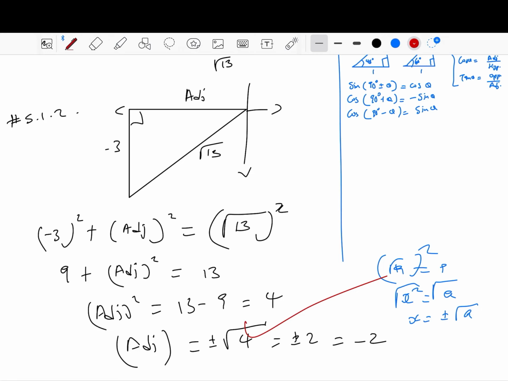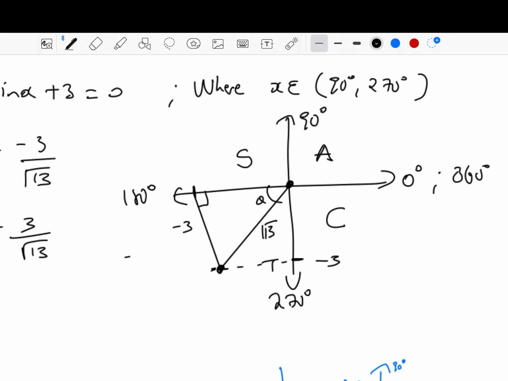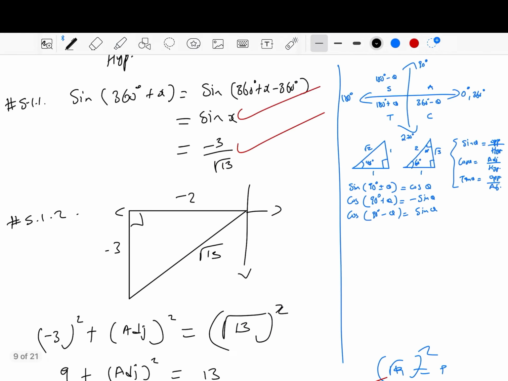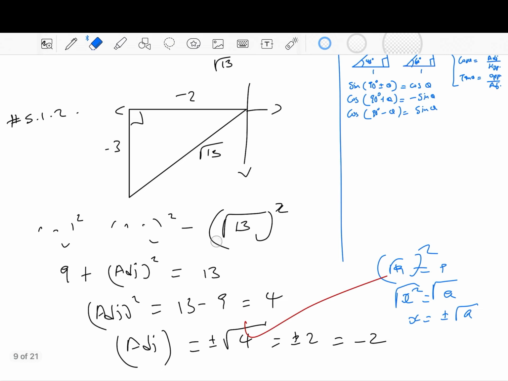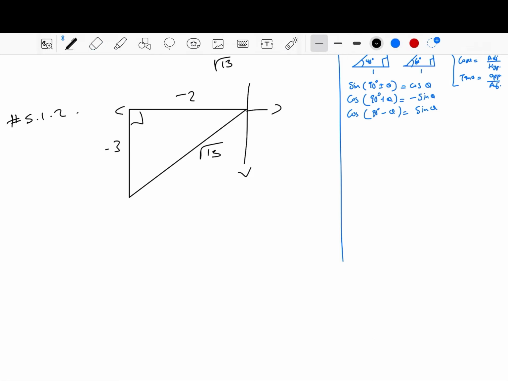Now we know that our adjacent side is negative 2, we can write that down. Our adjacent side is negative 2. I can also put it up there, negative 2. And then from here, let me drop this off. And then remember what you're looking for. You're looking for tan x, and tan x is opposite over adjacent.